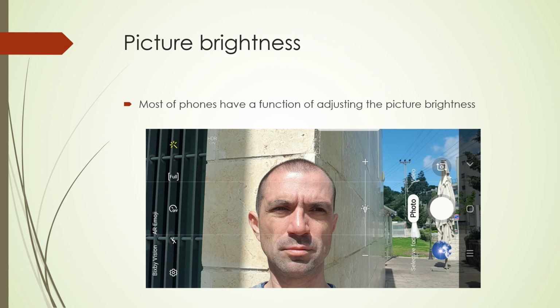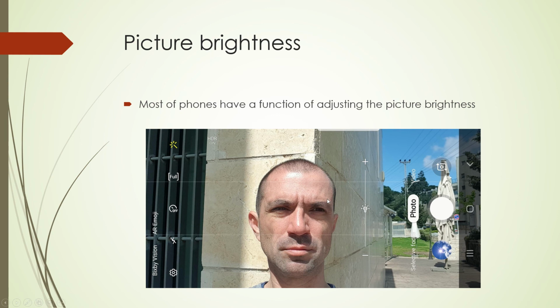So how do we control the picture brightness? I'm using a Galaxy S8 for this course, and if you don't find it easily, you can look it up on Google or YouTube. Search for exposure control, and I'm sure you will find how to do it with your model.